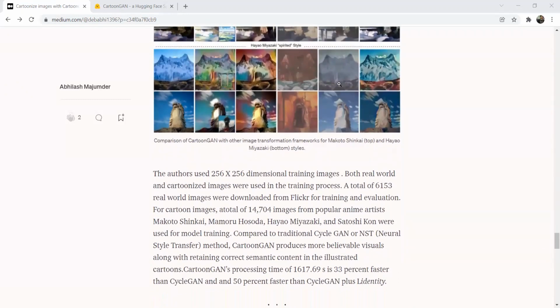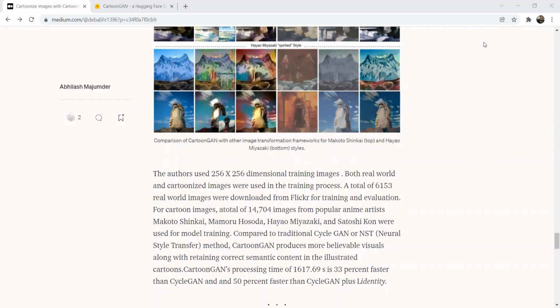This is shown in the configuration over here. The authors used 256 by 256 dimensional training images. Both real world and cartoonized images were used in the training process. A total of 6,153 real world images were downloaded from Flickr for training and evaluation. For the cartoon images, a total of 14,000 images from popular anime artists Shinkai, Hosoda, Miyazaki, and Satoshi Kon were used for model training.